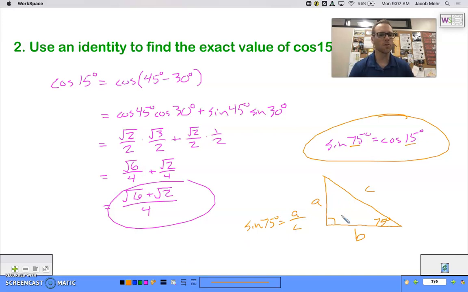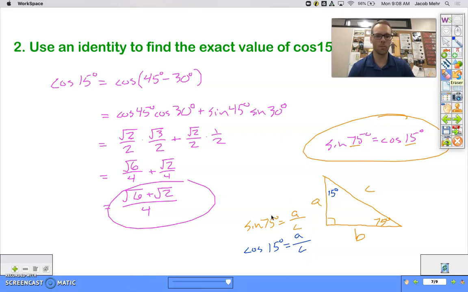Now, what if we switch to a 15-degree angle? Well, I hope you'd notice that if this is a right triangle, we've got 90 degrees there, we have 75 degrees there, that leaves 15 degrees here. What is the cosine of that angle, 15 degrees? Well, the cosine is going to be adjacent over hypotenuse, and with this angle, the adjacent is A, and the hypotenuse is C. So we end up with the same ratio. The sine of 75 degrees is equal to the cosine of 15 degrees. They're the same ratio. They're both A over C.